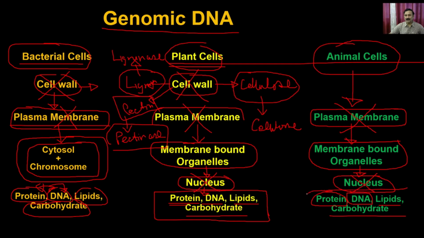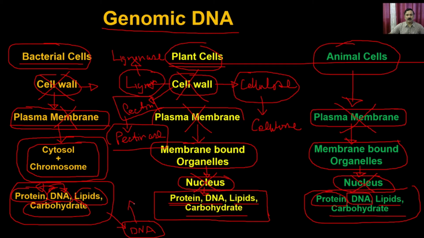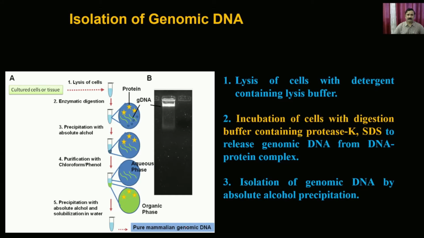So what you see is that the procedures are different in the case of prokaryotic versus eukaryotic cells, but in the end what you are going to get is the mixture of biomolecules: the protein, DNA, lipids, and carbohydrate. And from all these mixtures, the ultimate task is that you have to extract the DNA, keeping all other molecules away. So you are going to isolate the DNA, but you are going to remove the protein, the lipids, as well as the carbohydrate by treatment with different types of reagents. Let's see how to achieve that.